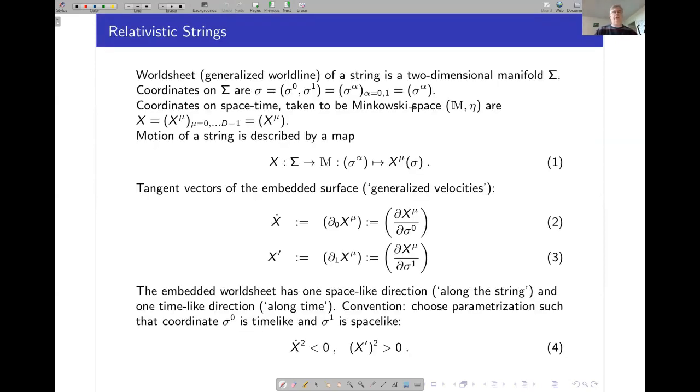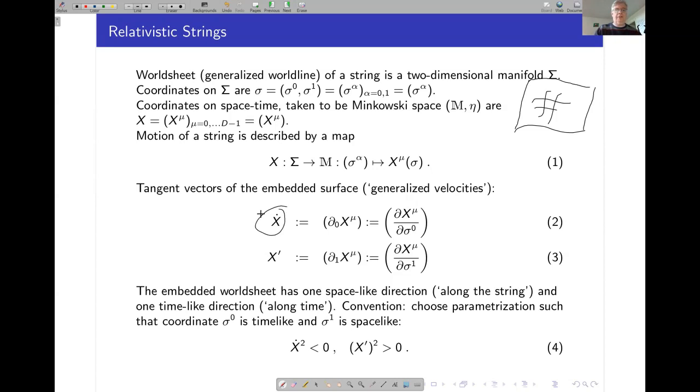So initially we talked about particles, and then we decided that we now spread out particles into strings. When a particle moves, it describes a line, which we call the world line. So for a string, we get a surface, which we call the world sheet. And we need two coordinates to parameterize this world sheet. And our convention is such that one of the coordinate lines has a time-like tangent vector.